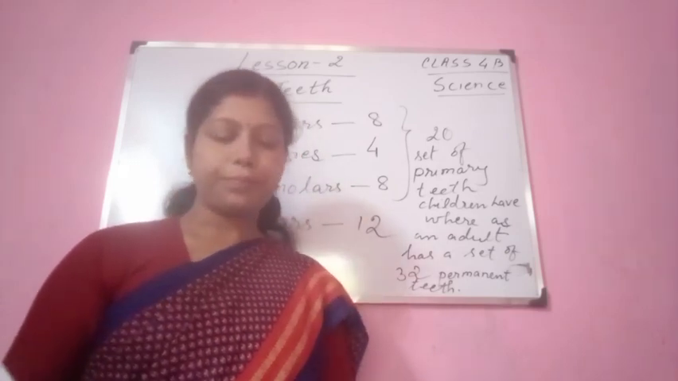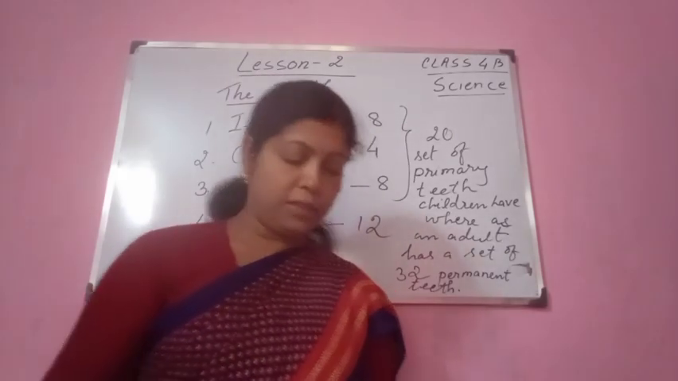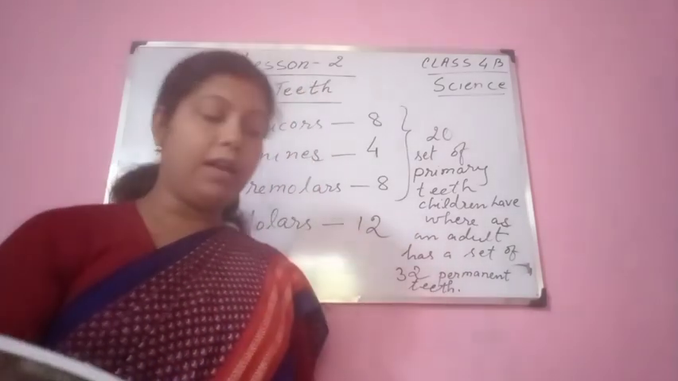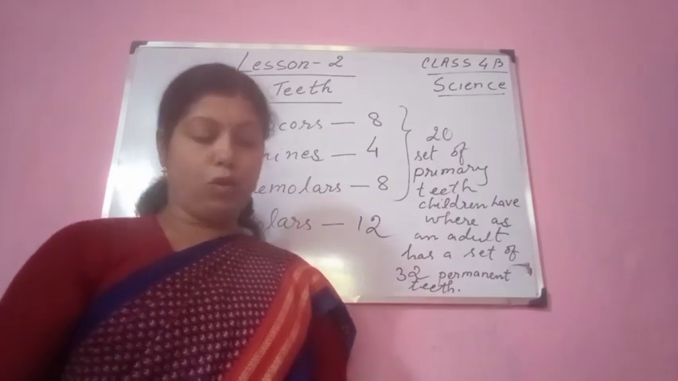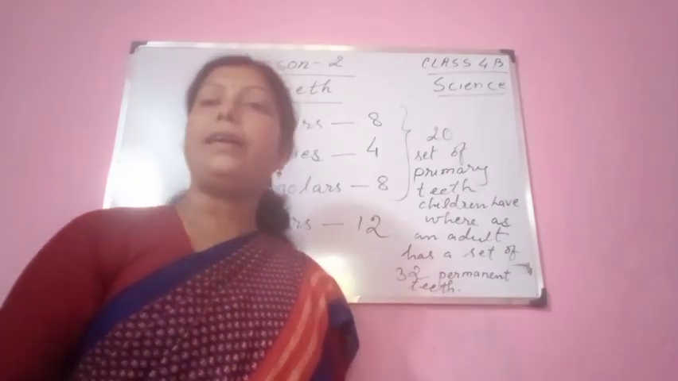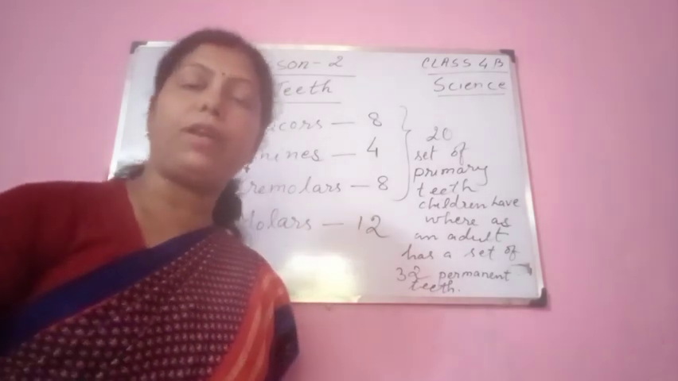Okay students, please go through the kinds of teeth and their functions, and a tooth and its parts. Go through the three layers of the tooth, that is the enamel, dentine and the pulp. Okay, thank you.